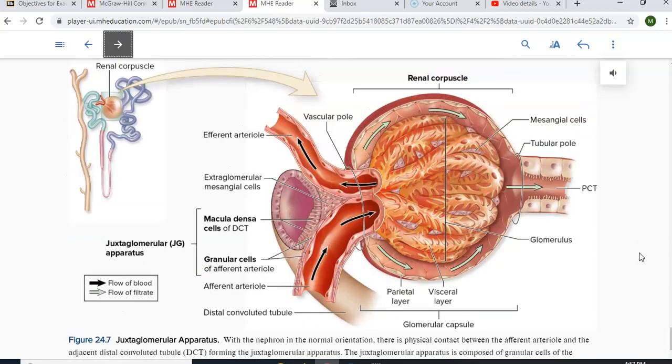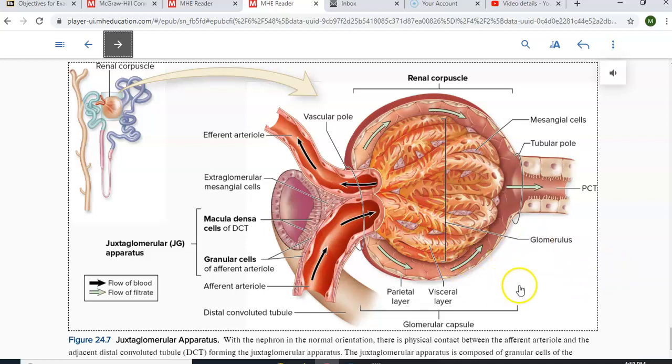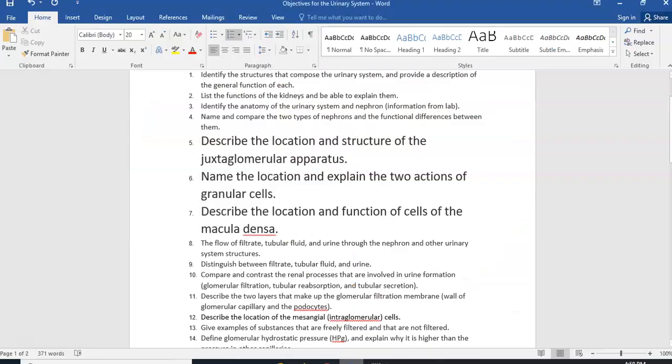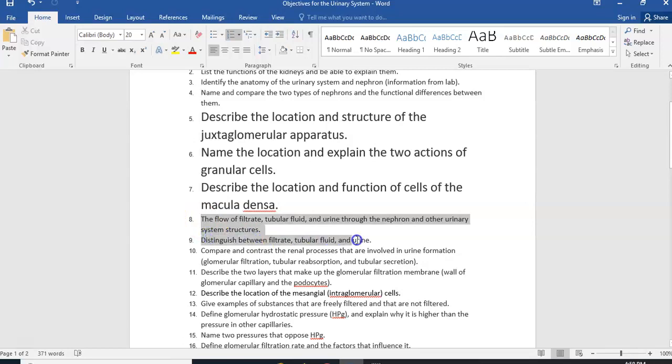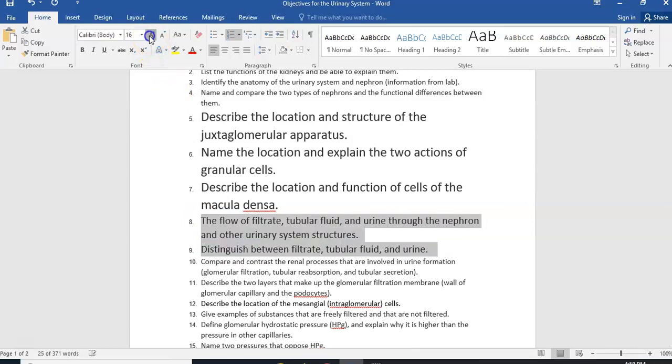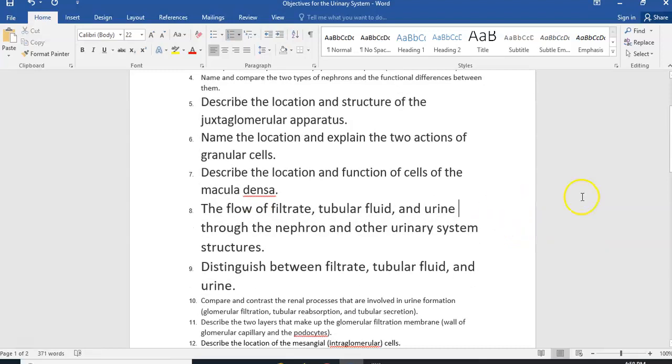And then we'll talk about what they do. So that's kind of the anatomy, and a little bit of their general function, and we'll get into more of how that is going to be carried out in the physiology of our kidney. So, all right, that was our juxtaglomerular apparatus.